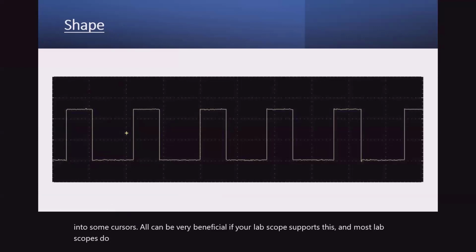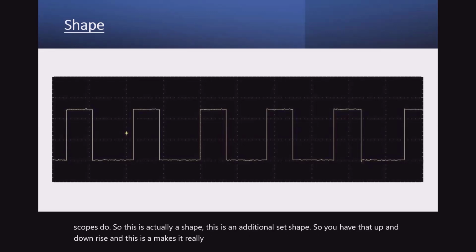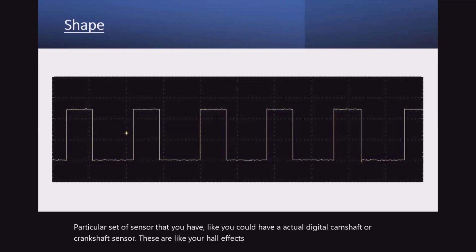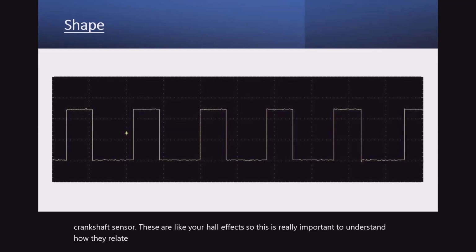So this is actually a shape. This is a digital shape. So you have that up and down rise, and this makes it really unique to that particular sensor that you have. Like you could have an actual digital camshaft or crankshaft sensor. These are like your Hall effects. So this is really important to understand how they relate to each other, so you can see a very consistent shape of the pattern.